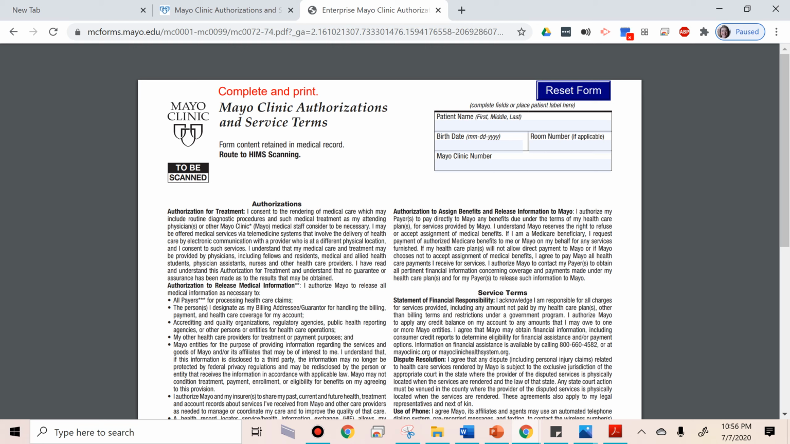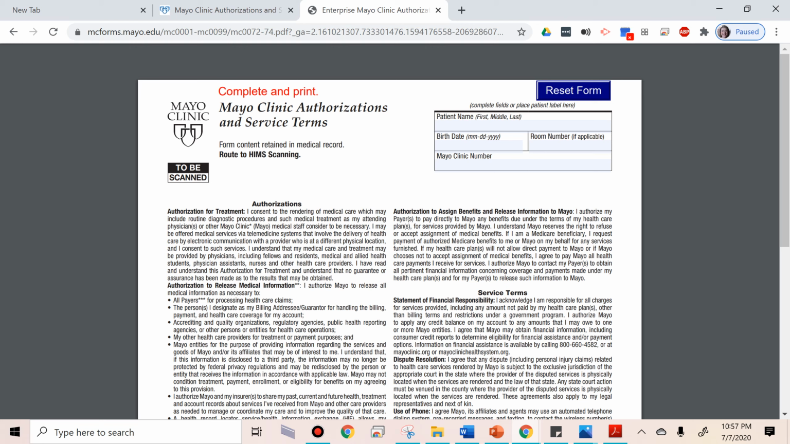Now, I hope this is because Mayo's deciding that they're going to be more transparent. Maybe they know it's because people are going to start reading instead of just signing a black pad. But I want to show you what the Mayo Clinic authorizations and service terms were that at least they gave us. And again, we didn't read because it was on a computer and we just signed a black pad.